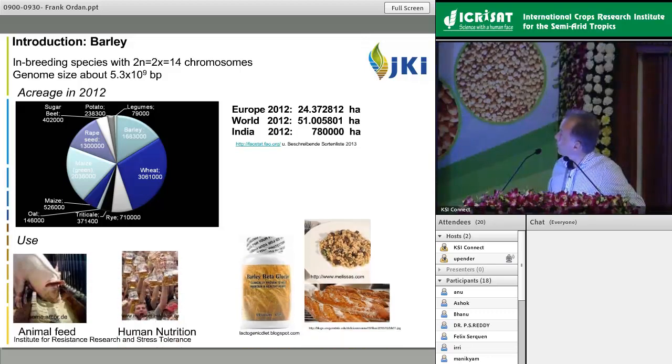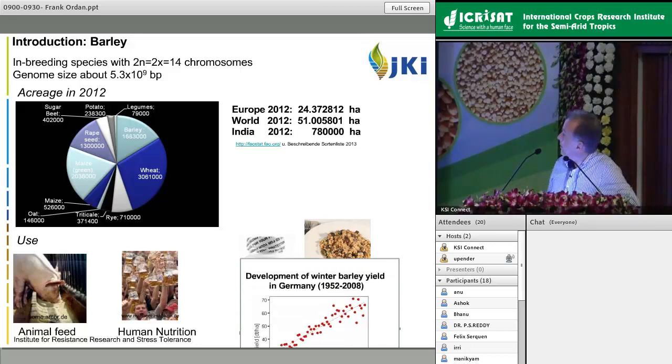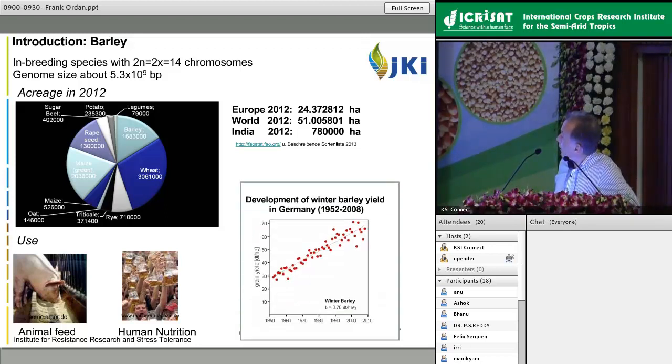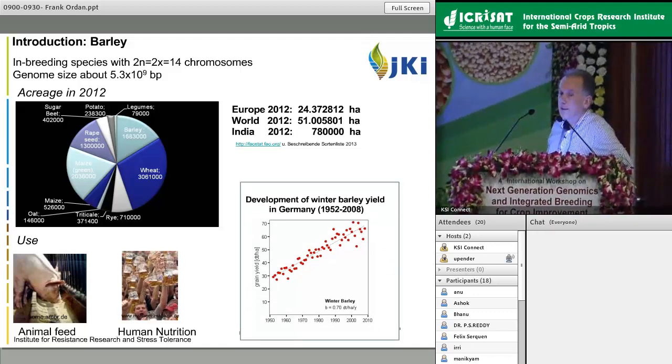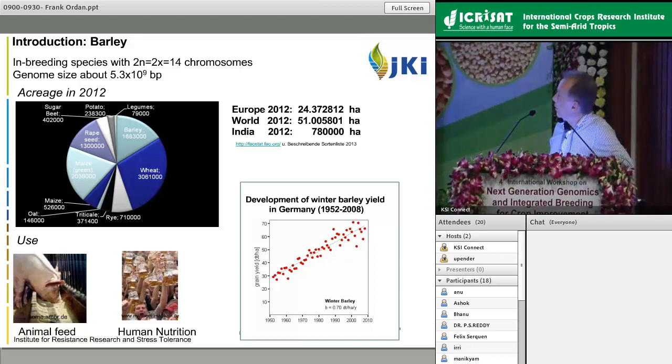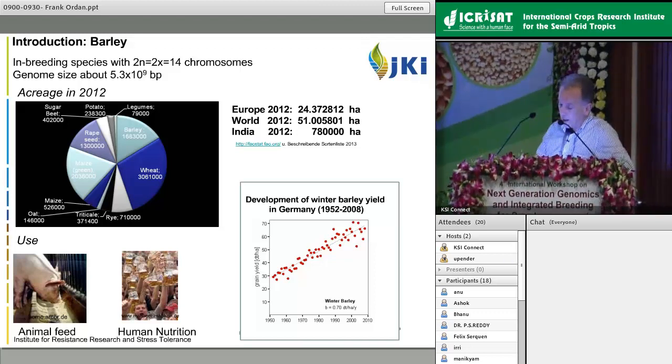Barley is mainly used for animal feed, but also for human nutrition, especially as beer, but it's also gaining rising importance as a direct diet because of its high beta-glucan content, which is supposed to lower the blood cholesterol level. During the last decades, barley yields, for example, in Germany, have more than doubled, now being around 7 tons per hectare and year, while on the worldwide level it's around 4 tons per hectare.